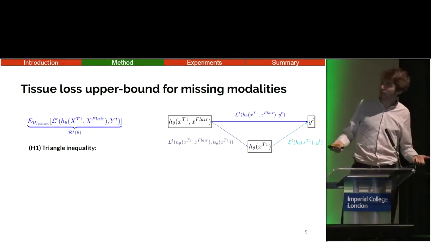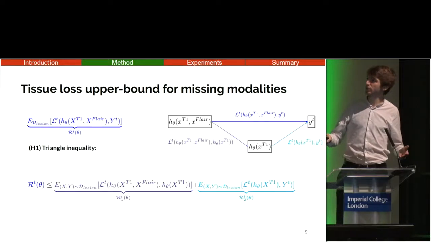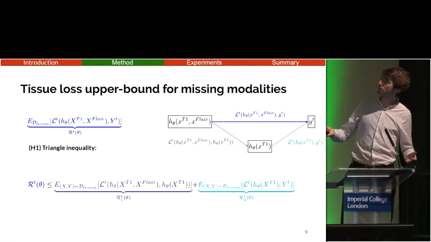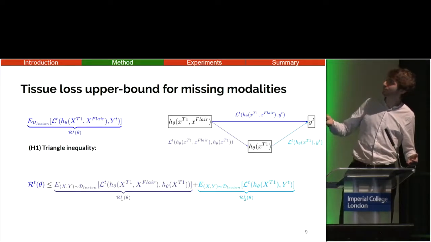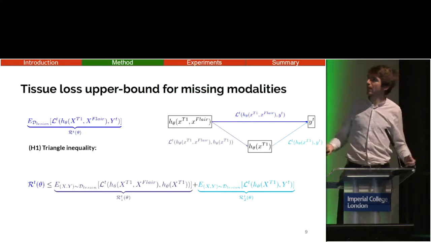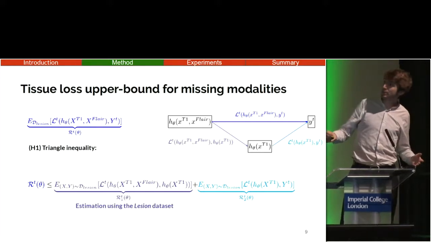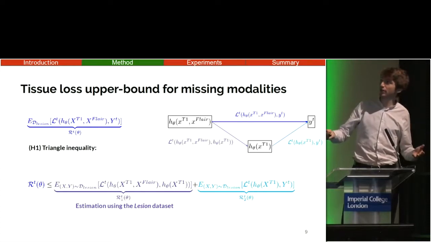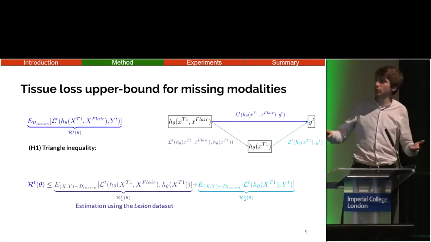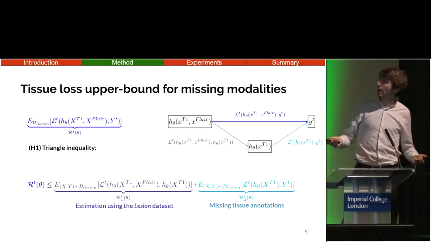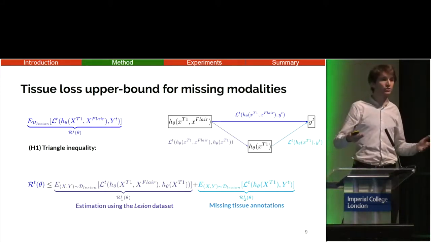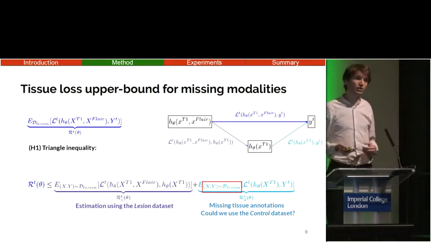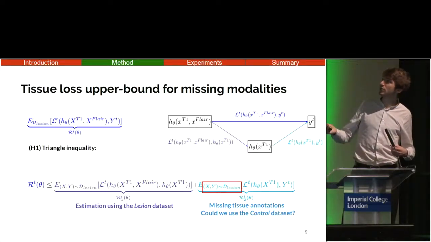In terms of expectations, we obtain this upper bound, which corresponds to this term. The question now is, can we estimate this upper bound? Here, we can directly estimate this term by using the lesion dataset, because we have access to the T1, the FLAIR scan, and we also need access to the same T1. It's possible in the lesion dataset because it doesn't require any tissue annotations. However, here again, we are missing the tissue annotations. So you will tell me we go around in a circle, we are back to the original problem. How can we use the control dataset to estimate this term? And here the problem is no longer that we are missing the FLAIR modality, but the data distribution.